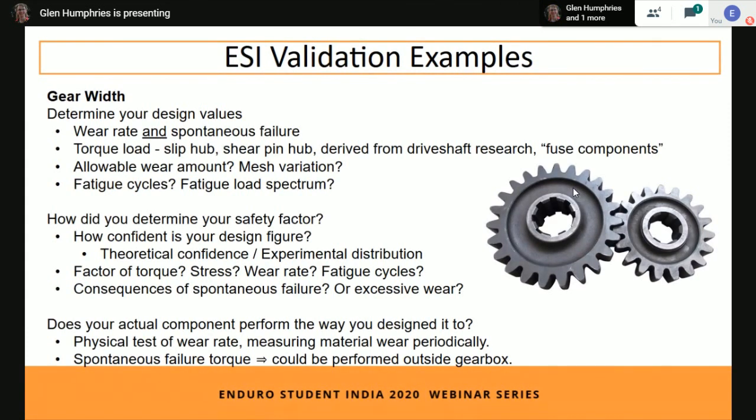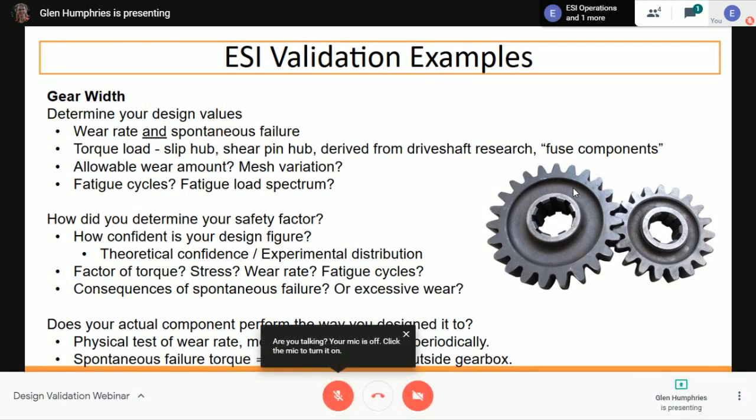And of course, the consequences of spontaneous failure: you break a tooth off the gear, you're probably out of the race, and it's probably too hard for you to fix it in the pits. What about consequences of excessive wear? Is that something that you can deal with during the race? Can you readjust your racing strategy to allow for excessive wear?